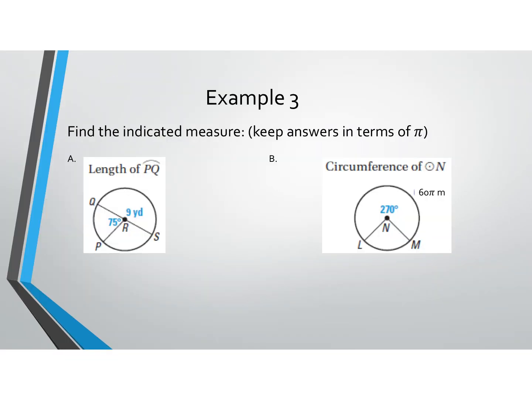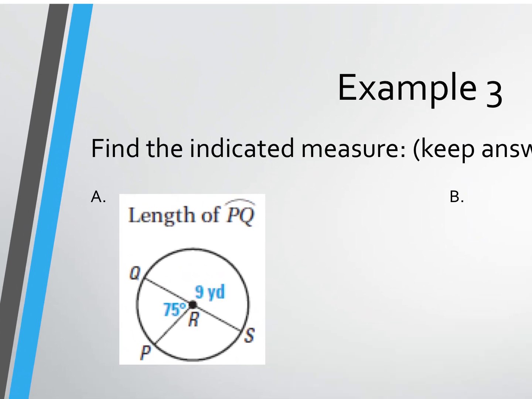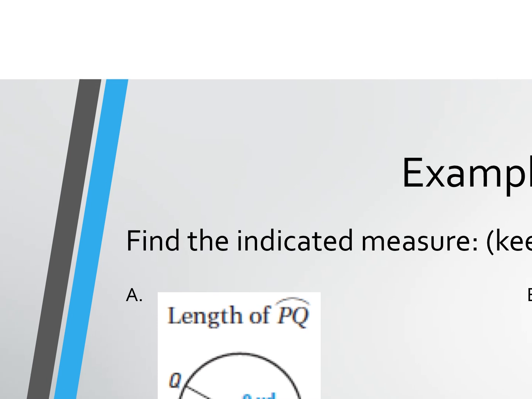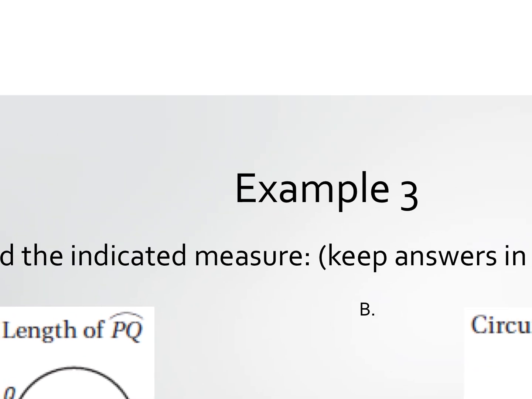All right, for these, it says find the indicated measure, keep answers in terms of pi. So I have to leave pi there. They want me to find the length of arc PQ. So now I'm finding my length. Again, just writing them. We had those 3 rules. We can use them either way. I'm just going to write it as one big one. I can have arc length.